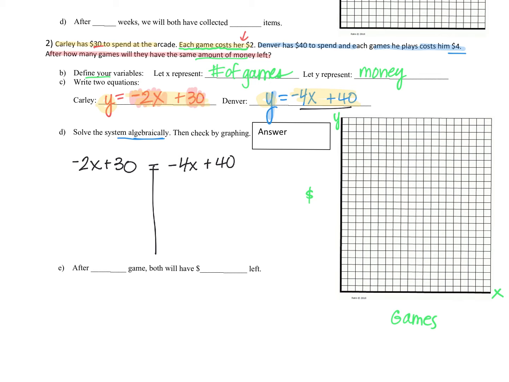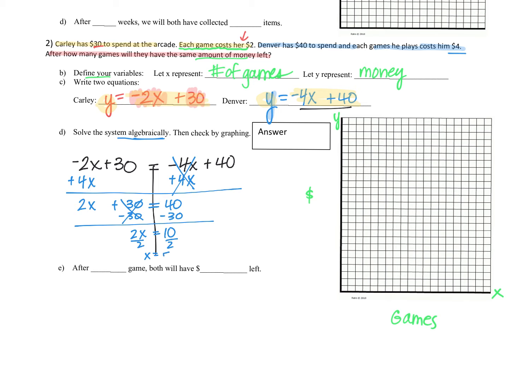We've done this lots this year and last year. First thing, you want to get the x's on one side. I like to get rid of the smaller one, so I'm going to cancel out negative 4x by adding 4x to both sides. Over here it cancels, and I end up with 2x plus 30 equals 40. Now you want to get the x by itself, so I want to get rid of that plus 30. I'm going to subtract 30 from both sides. I end up with 2x equals 10. Hopefully you know your last step, divide by 2. So it looks like x equals 5.